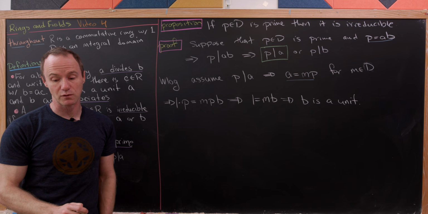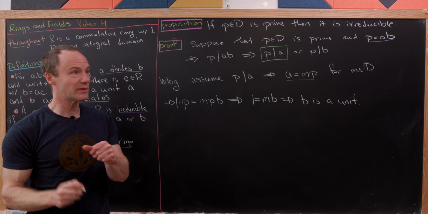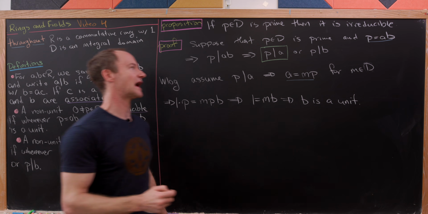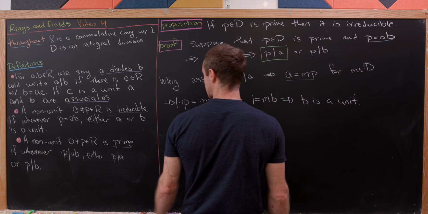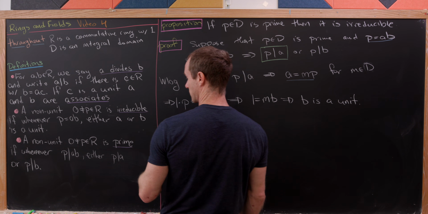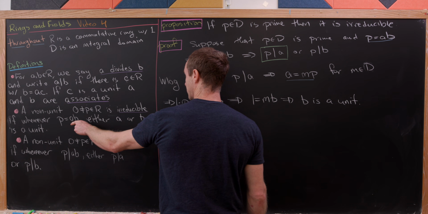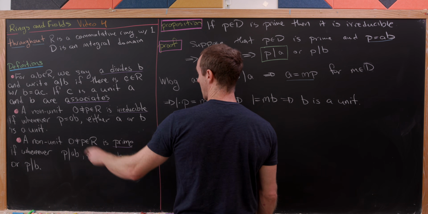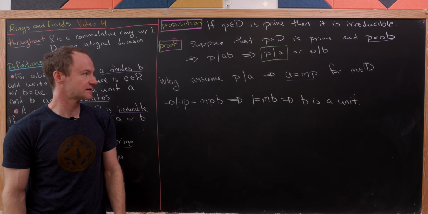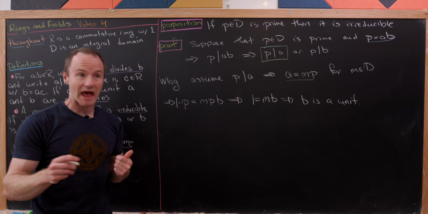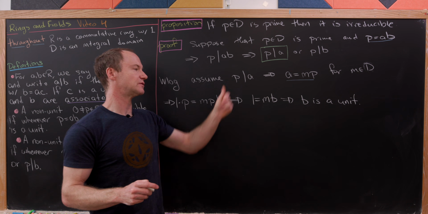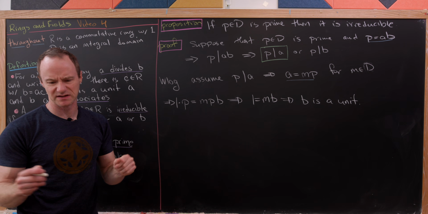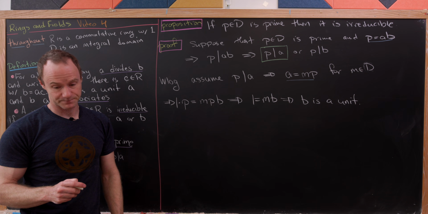In fact, it's equal to m. But have we done it? Well, yes, we have. Notice we've got p is equal to a times b. That implies that b is a unit. And observe, in order to be irreducible, if you've got p is equal to a times b, either a or b is a unit. Now, it could have been a being a unit if, without loss of generality up here, we had assumed that p divides b. But that wasn't the setup that we had.